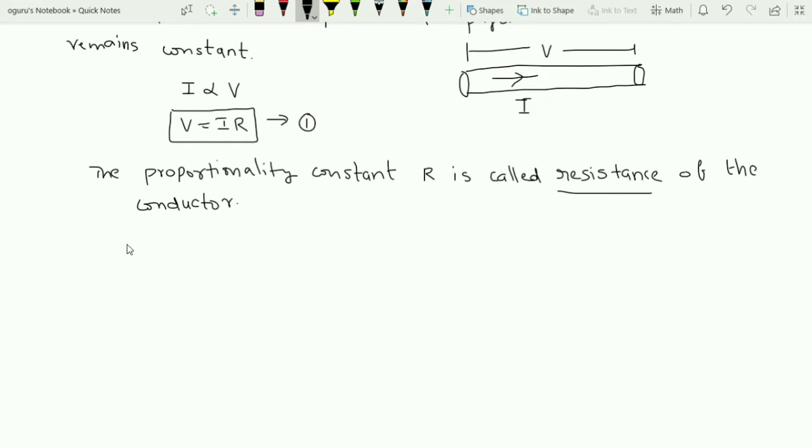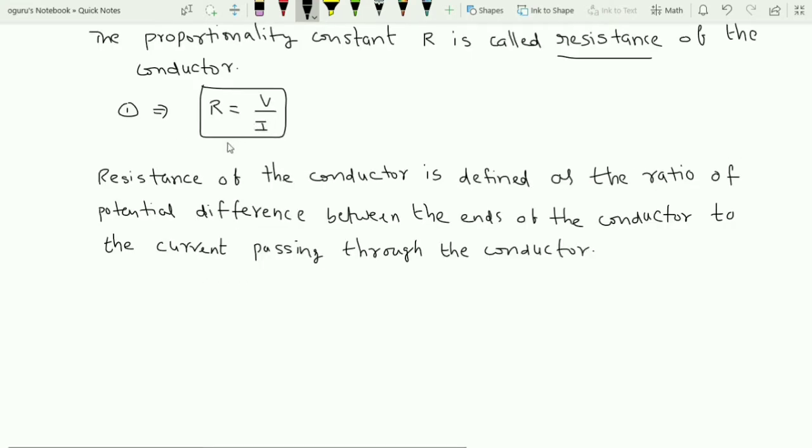Now from the first equation we can write the resistance R is equal to V by I. From this we can define the resistance of the conductor. The resistance of the conductor is defined as the ratio of the potential difference between the ends of the conductor to the current passing through the conductor. This is the resistance definition. Now the SI unit of resistance is ohm, and it is given by this symbol. This is the symbol of ohm.